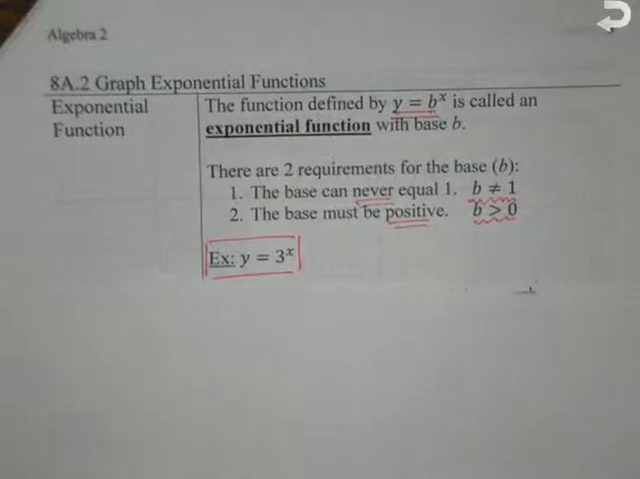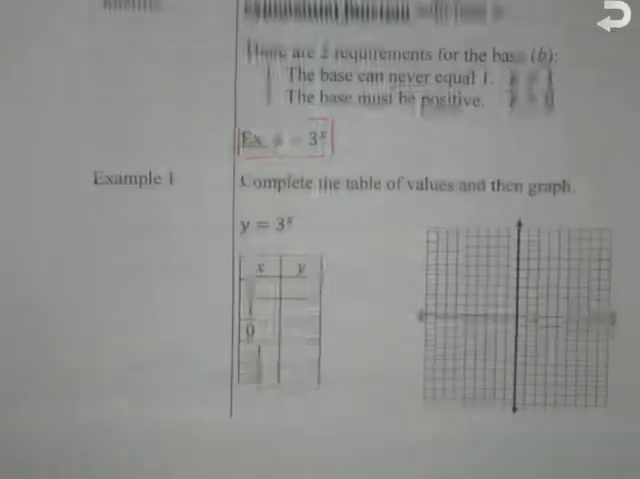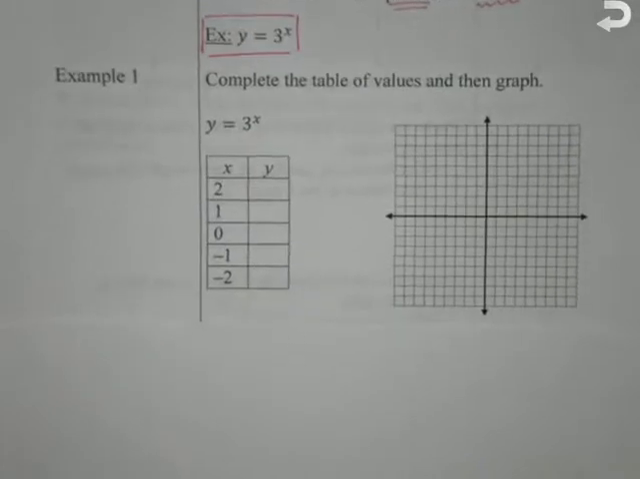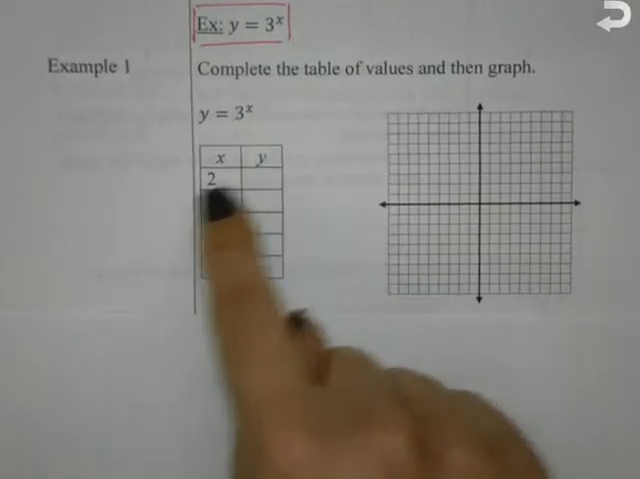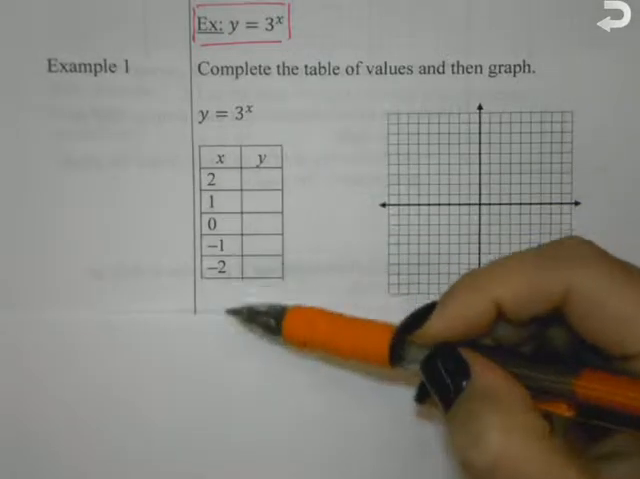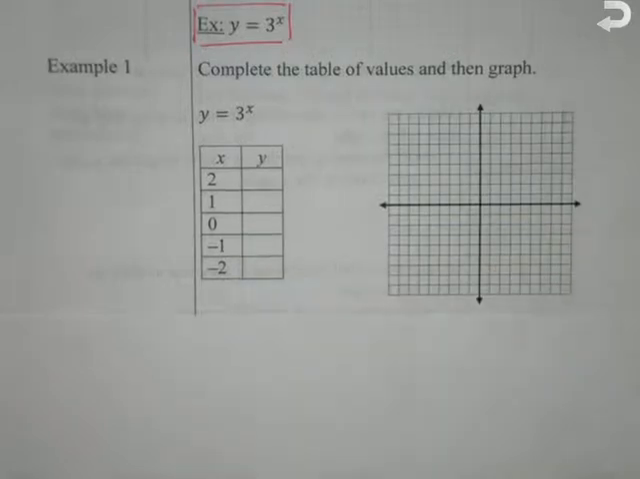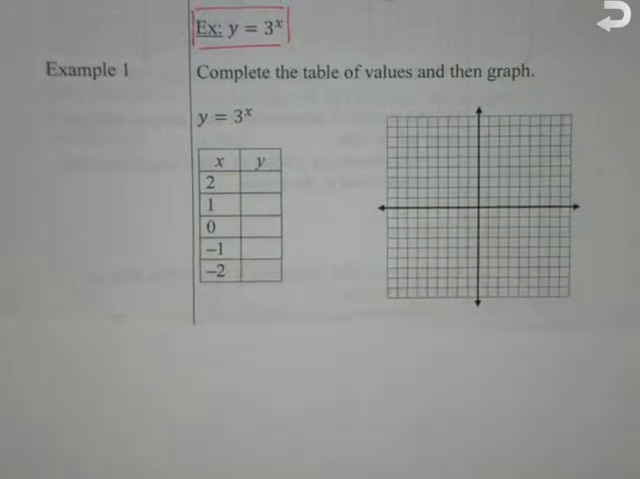Okay, guys, so let's actually graph that one, y equals 3 to the power of x. So what I want you all to do is draw a t-chart, an xy t-chart. The nice thing about graphing these exponential functions is that we're always going to plug in the same x's: 2, 1, 0, negative 1, negative 2. So we're always going to plug in the same x values to spit out a y. Draw a coordinate plane for me.